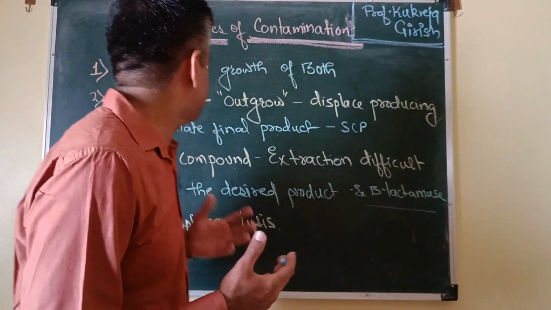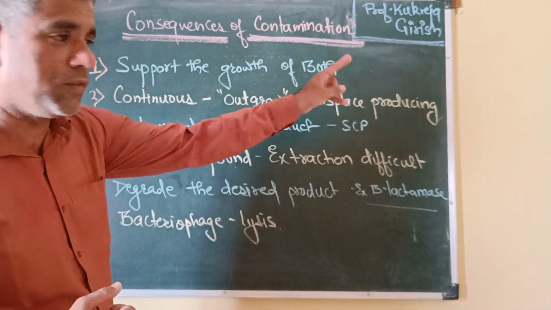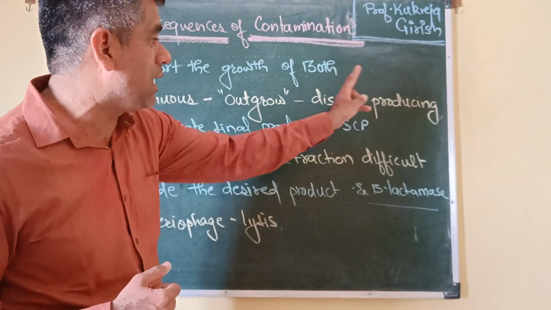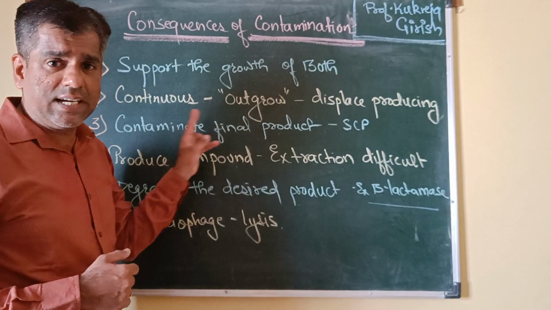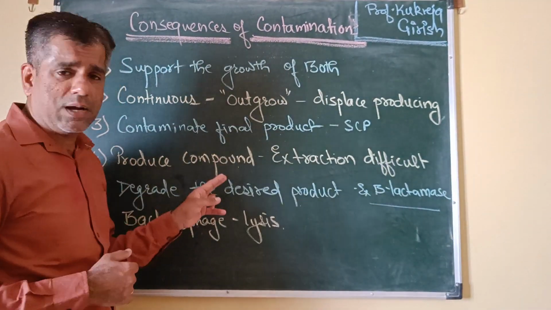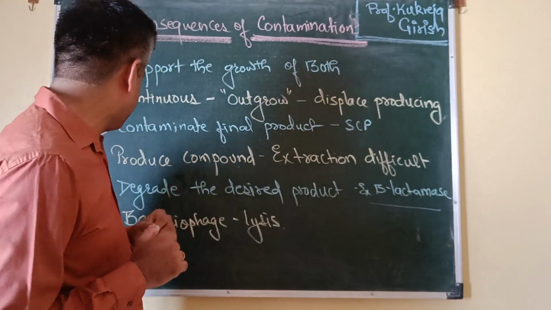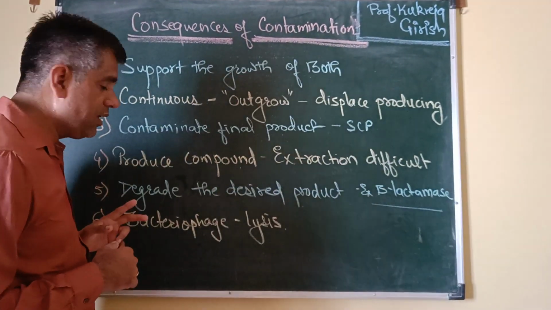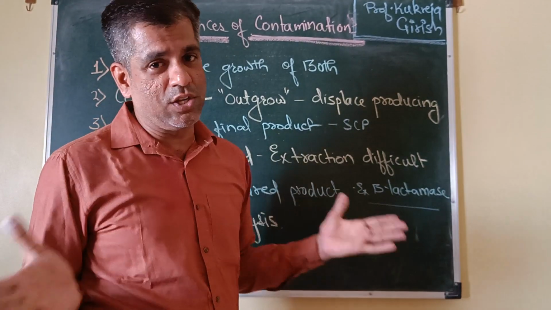So to summarize, it will have to support the growth of both. In a continuous fermentation, it will completely outgrow and displace the producing organism. It will contaminate your final product, like that in your SCP. It will produce compounds which will make the extraction difficult. It will degrade the desired product, like that in beta-lactamase, and a bacteriophage will lyse the producing organism.